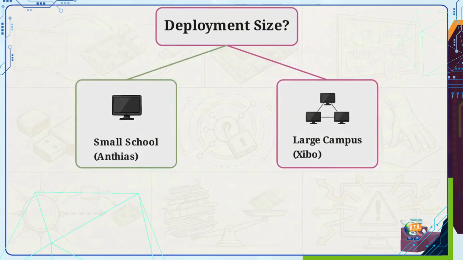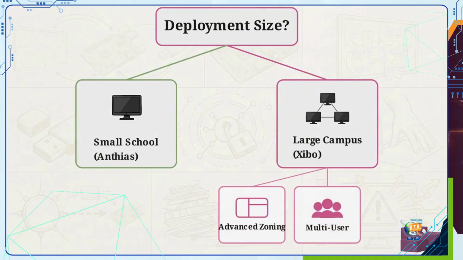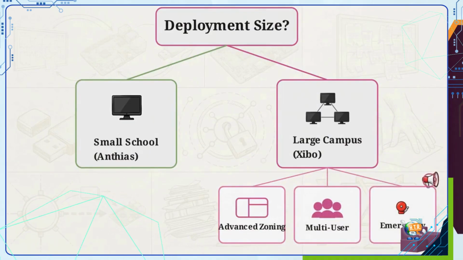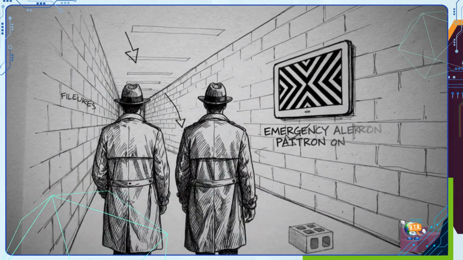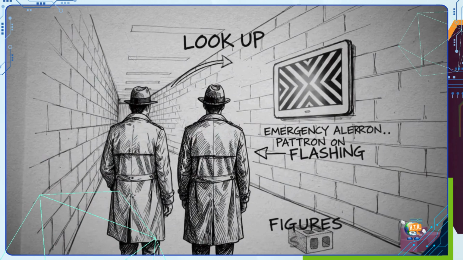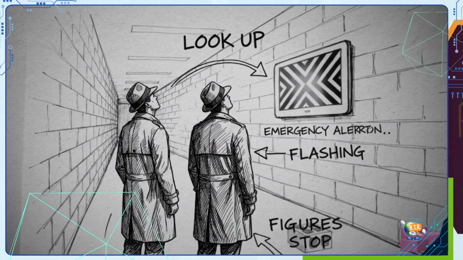While Xibo has a slightly steeper learning curve for IT, it provides the advanced zoning, multi-user controls, and emergency integrations needed for complex environments. By adopting open-source digital signage, a school escapes manual labor and recurring fees, entering an era of secure, instant, highly engaging communication.